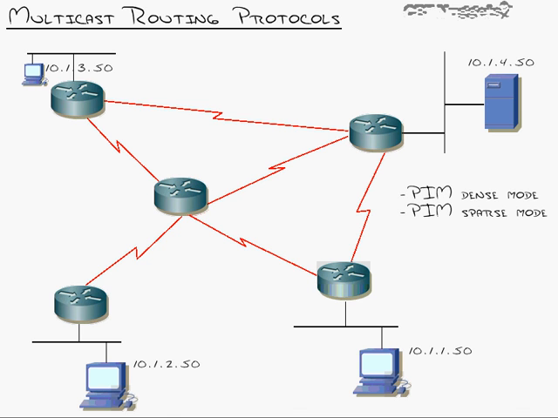The two strategies look like this. If you choose PIM dense mode, you are choosing a source tree algorithm, where it's going to have the bigger multicast routing table but can find the best way to get there. Now, the beauty of PIM dense mode is it's kind of like RIP.